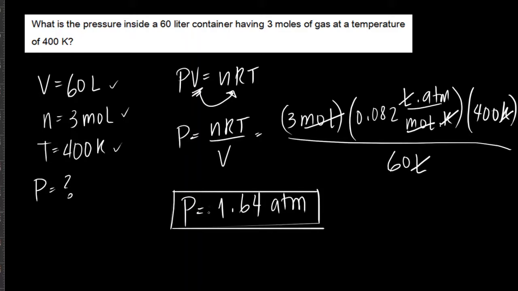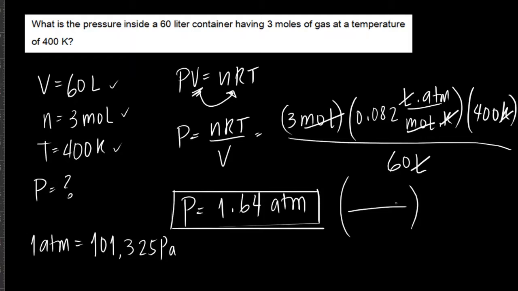However, if you are asked for pascals instead of atmospheres, remember that 1 atmosphere is equal to 101,325 pascals. To convert it into pascals, we start with unit conversion. Since we want to cancel out atmosphere, we put it at the bottom, and then pascals on top: 101,325.